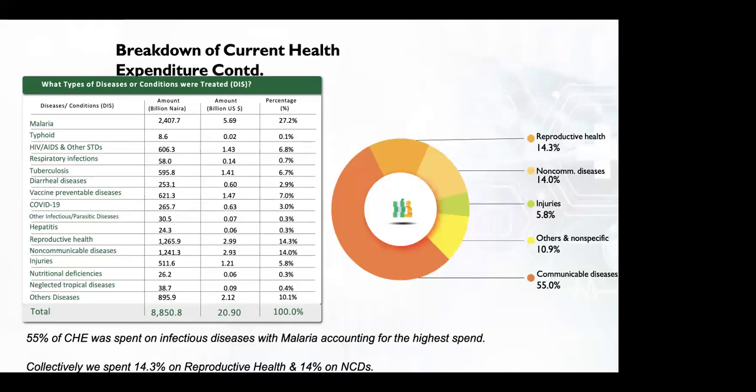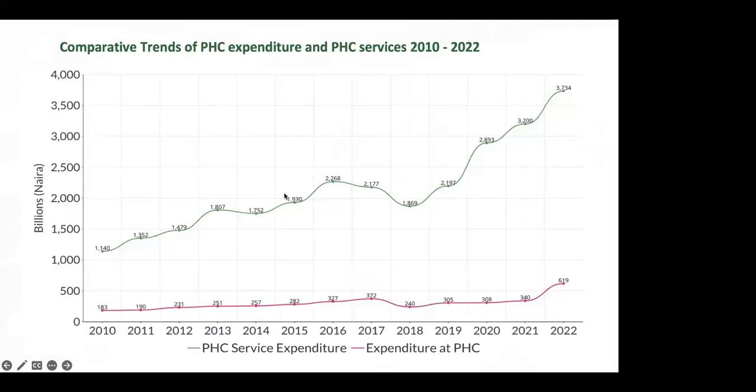These here are where we spend money. This is the landscape for health financing, right? You would see that malaria has the highest chunk of expenditure, 27% of total of all the major places where we spent money in 2022, followed closely by reproductive health. And then you would find such things as HIV, AIDS, TB, and vaccine preventable diseases. Those are the communicable diseases.